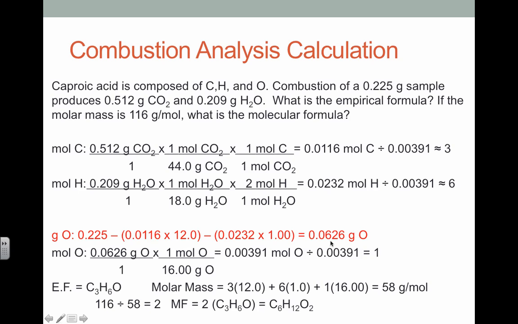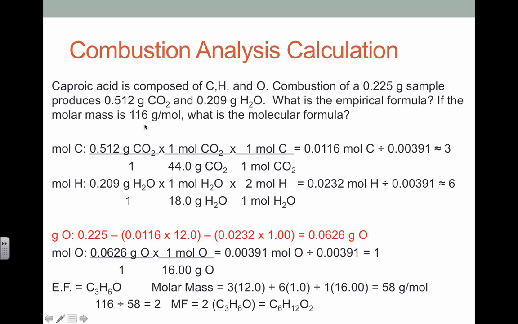So once we have the mass of O, then we can do something similar to what we did up here in the second half of this calculation, to figure out moles of O. So we divide by the molar mass of O, and we get this number. The moles of O happens to be the least out of the moles of C, moles of H, moles of O. So we're going to divide everything by the moles of O. So we get 1 for O, about 6 for H, and about 3 for C. So the empirical formula is C3H6O.